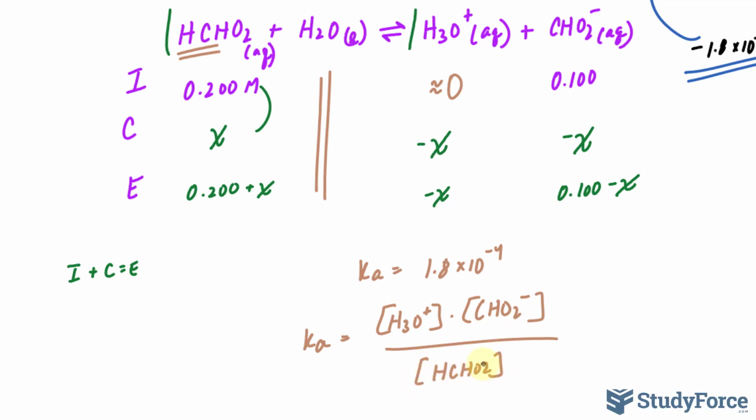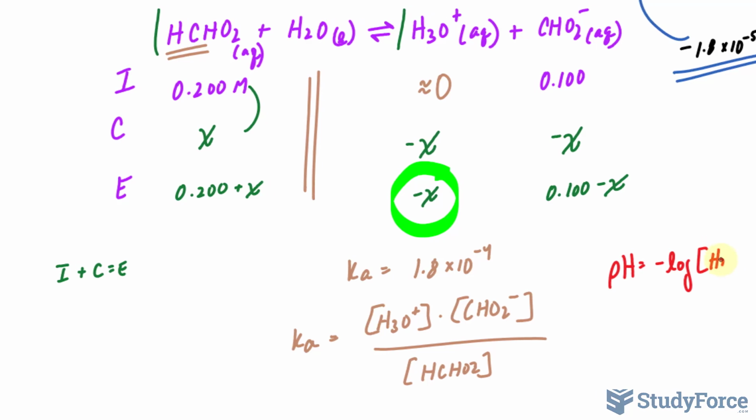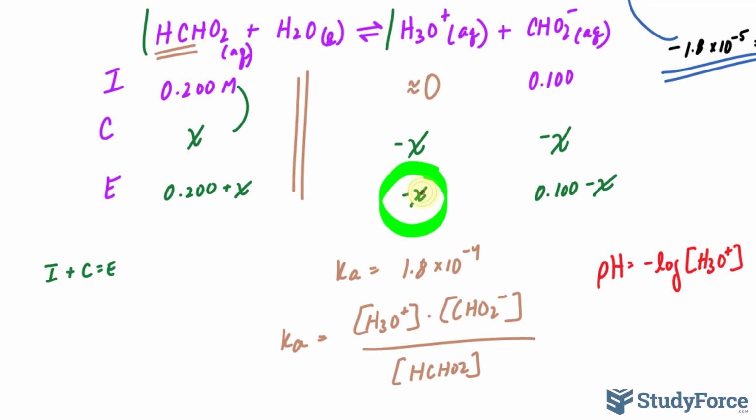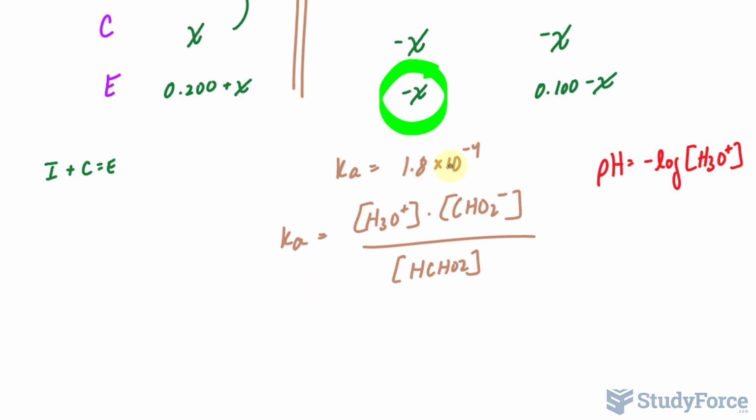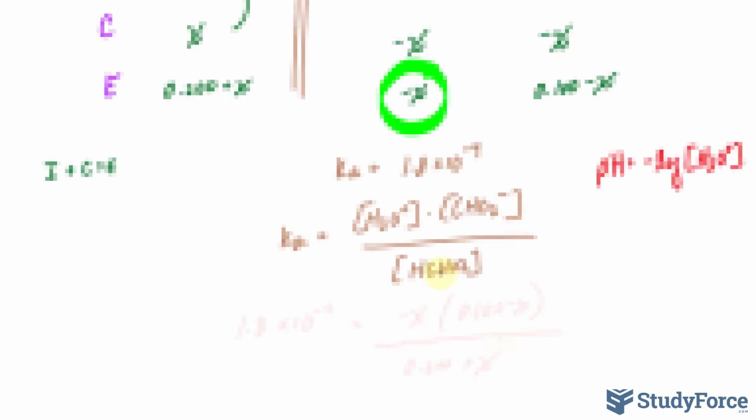And remember what we're looking for. We're actually looking for this expression, most importantly, because using this expression, just like what we did in question number 1, we can find the pH. pH is equal to negative log of the concentration H3O+. So once we find this, we're good to go. I'll substitute the value 1.8 times 10 to the power of negative 4 into here, and I'll substitute all of these expressions where they belong.